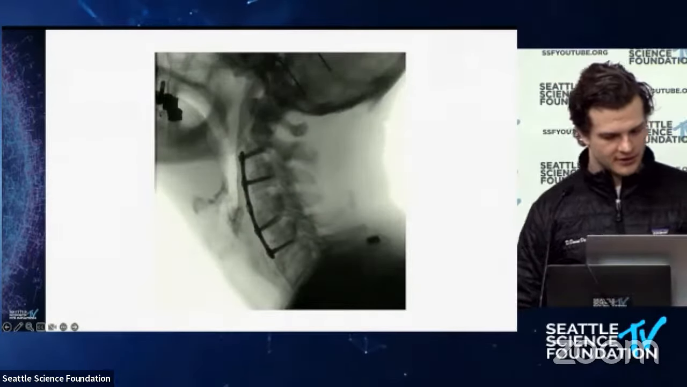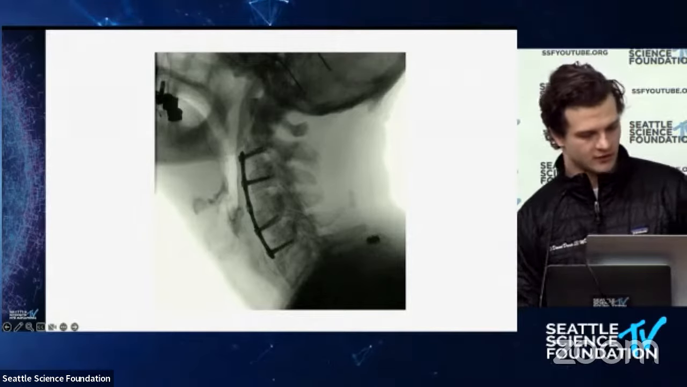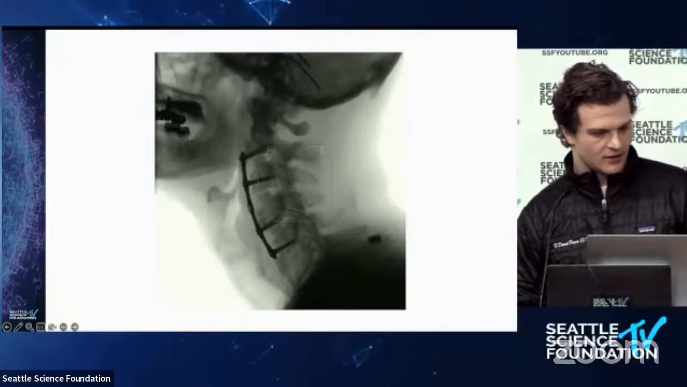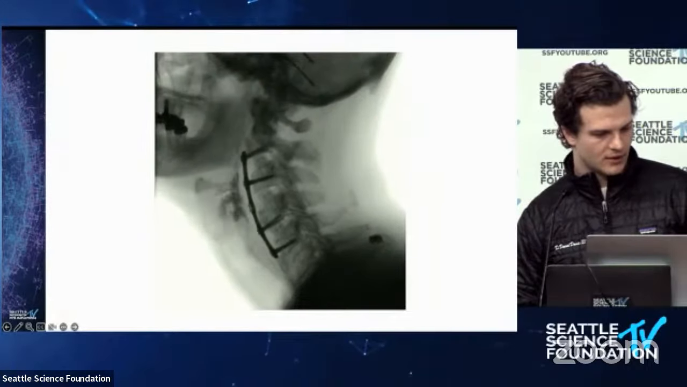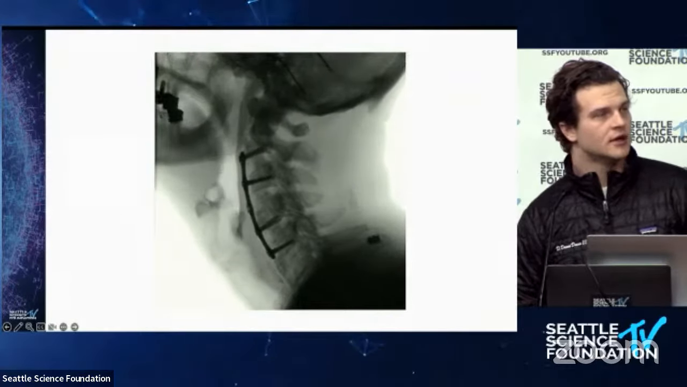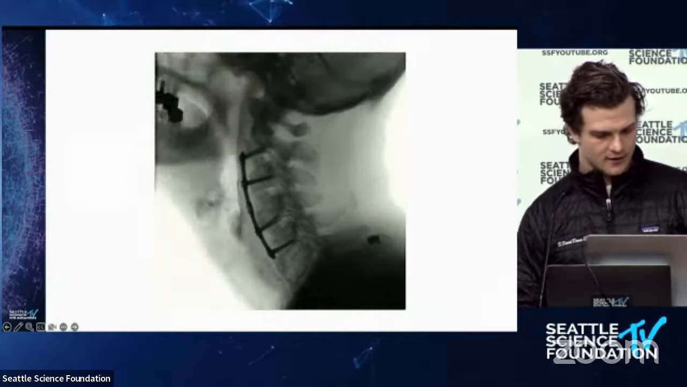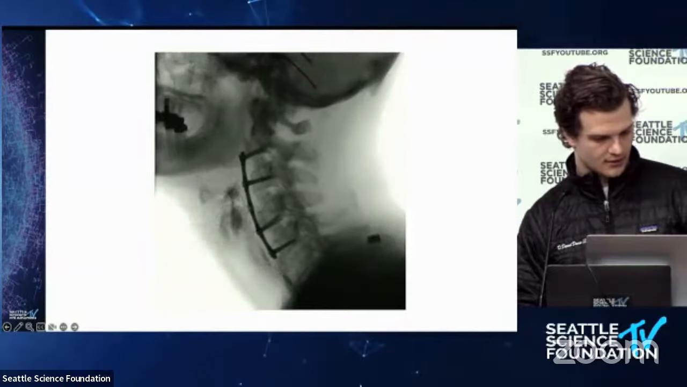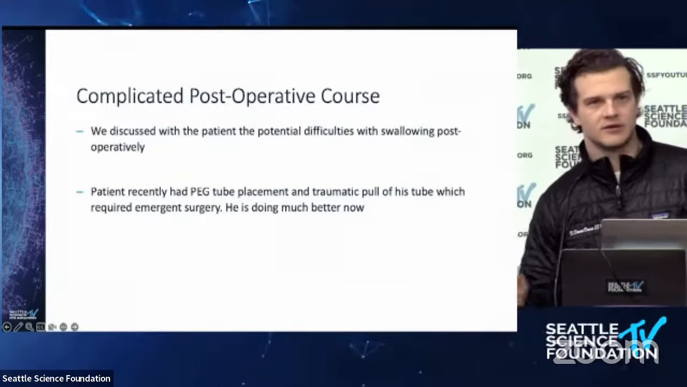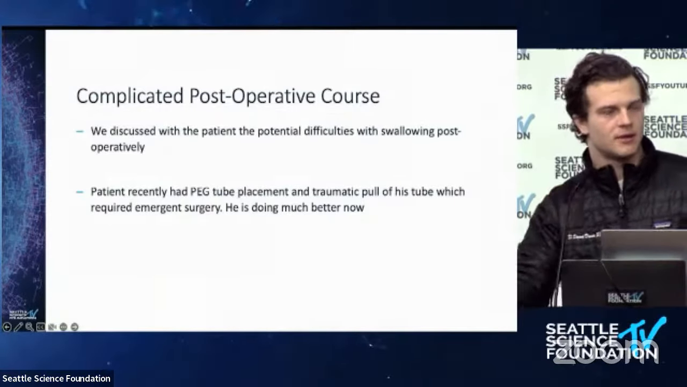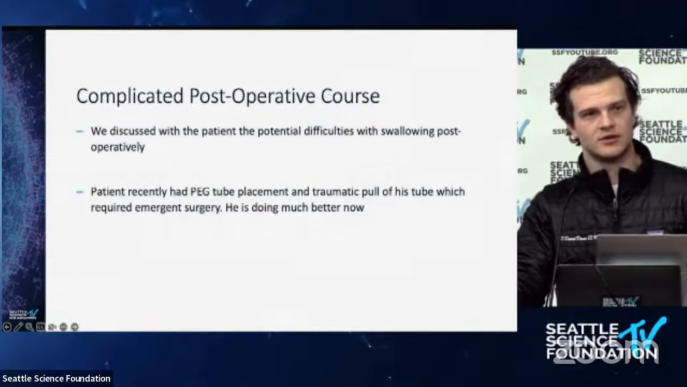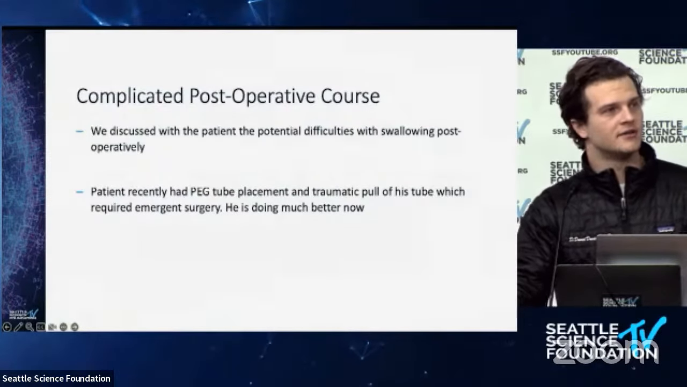Unfortunately, this man did have a pretty complicated postoperative course. He had persistent dysphagia. So he had a prolonged hospital course because of his difficulty swallowing, and I've included a swallowing study here. And then, unfortunately, he required the placement of a PEG tube. And after the placement of the PEG tube, he had a traumatic PEG removal, which required an emergent laparotomy. Eventually, he's doing much better now, and is stable.